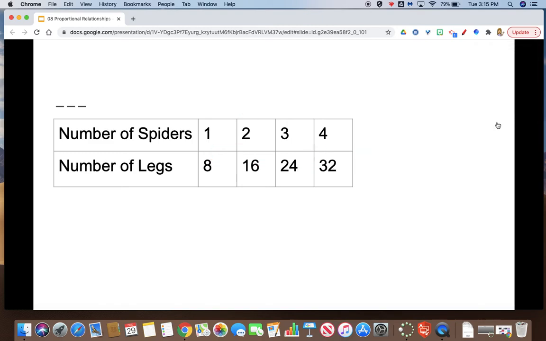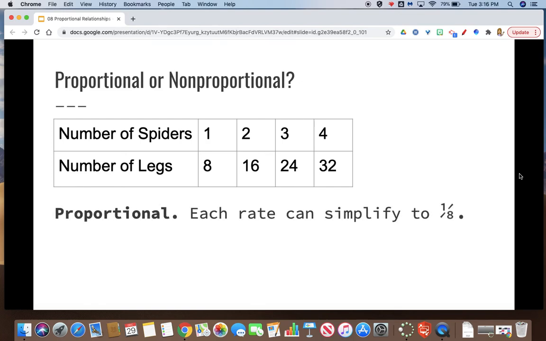Number of spiders to number of legs. Pause the video to decide if this is proportional or non-proportional. All right, you guys, hopefully you said that this set was proportional. Each rate simplified to 1/8.